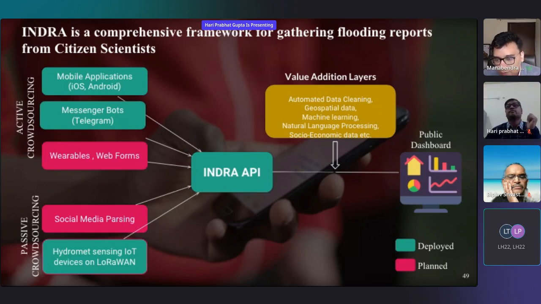And passive crowdsourcing is when we do social media parsing and then even IoT based, LoRa based tools where we are collecting data, but we don't really require user input. And we have developed a central API that processes all the data into a single format. And then on top of that, we have data cleaning, converting it into geospatial data formats that are amenable for web as well as desktop applications, because that is what ultimately it is used by most government agencies. And finally, interfacing with different socioeconomic data sets. And the idea is to finally develop real-time dashboards. Next slide, please.